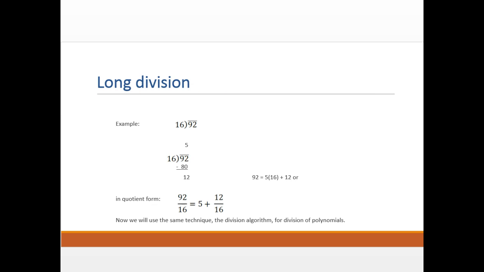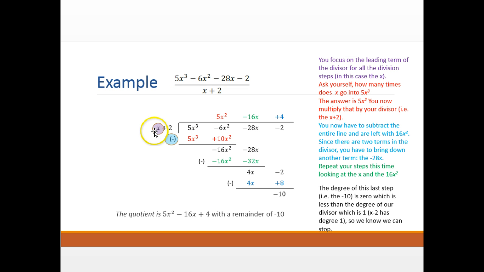Now just like we did here, we said how many times does it go in, then we multiplied. We're going to do the same thing on this screen. X goes into 5x cubed, 5x squared times. I'm now going to take this 5x squared and multiply it by our divisor, the x plus 2. So 5x squared times x is 5x cubed. 5x squared times plus 2 is 10x squared.